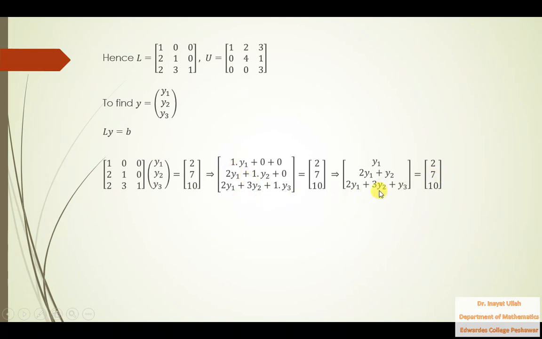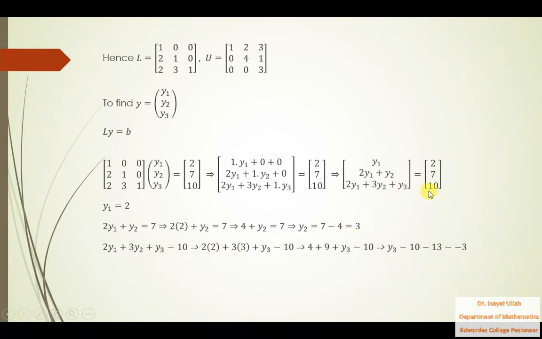Now equating these two to get y1 is equal to 2. 2y1 plus y2 is equal to 7, and putting the value of y1 which is 2, to calculate y2, so y2 is 3. And from the last element, this whole element is equal to 10, putting the values of y1 and y2 from above to calculate y3, so y3 is equal to minus 3. So the y vector has been obtained: y1 is 2, y2 is 3, and y3 is minus 3.